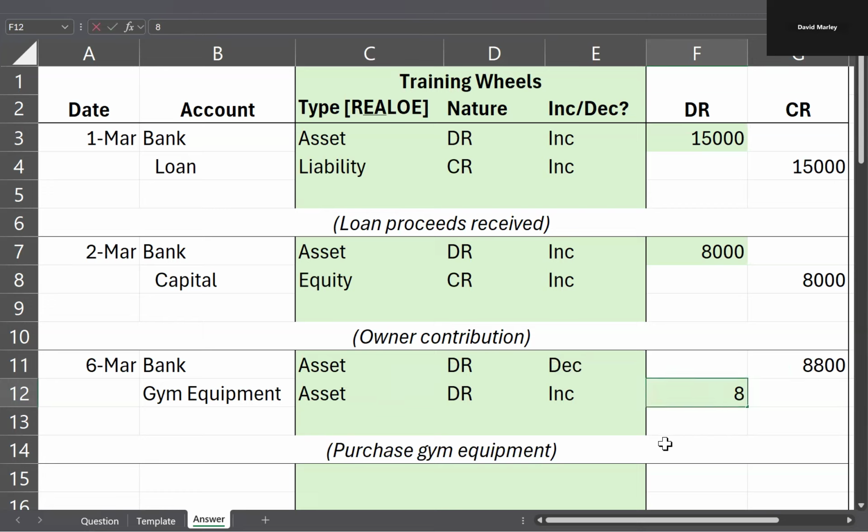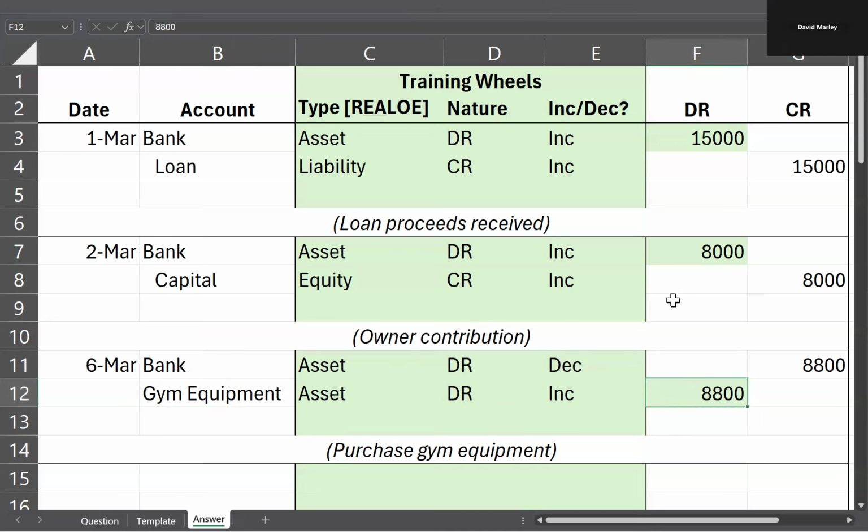And it should make sense because if I make this 8,000, I'll do the maths in a second, that shows that I really only spent $8,000 on gym equipment. That was the value of the asset that I bought. The extra $800 is a tax that I'm paying, so it shouldn't be within the gym equipment asset, not really.